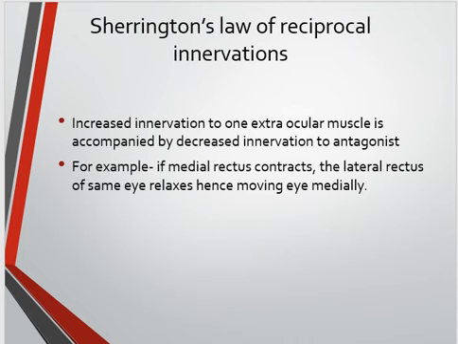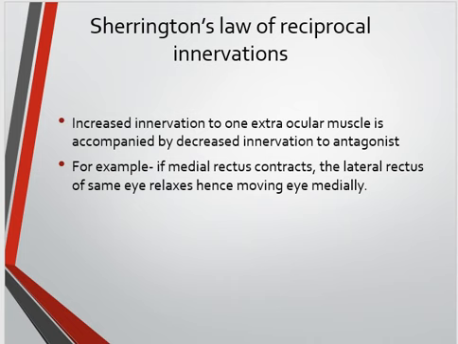Another law is Sherrington's law of reciprocal innervation. This is again very simple to understand. It says increased innervation to one extraocular muscle is accompanied by decreased innervation to its antagonist. That is, if one muscle is moving the eye in a particular direction, its antagonist, which moves the eye in the opposite direction, needs to relax.